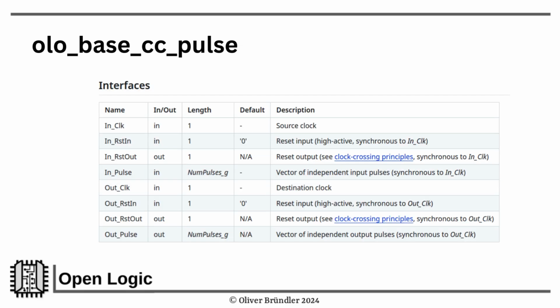When looking at the interface, most things are as expected, but the reset output may catch your eye. The reason for that is that the structure only works safely if both sides are reset at the same time. Therefore, the clock crossing includes also a reset clock crossing. And the outputs here are the outputs of this reset clock crossing. That's a strategy you will find across most clock crossings in OpenLogic.